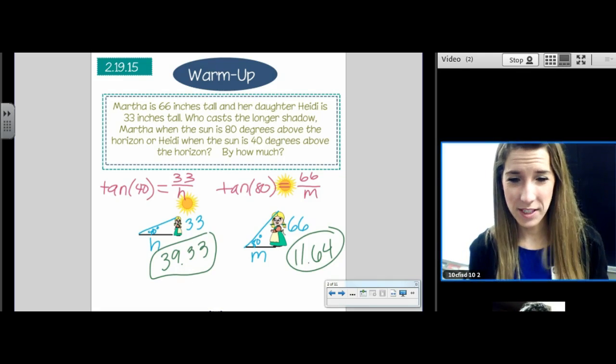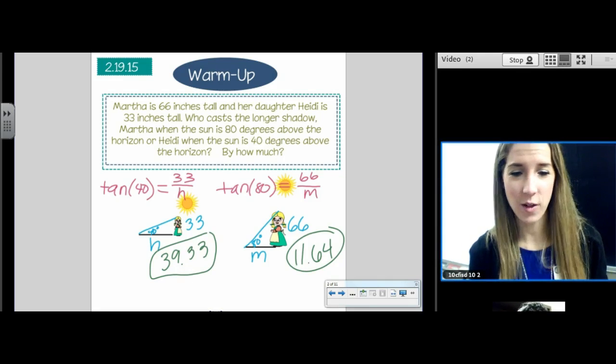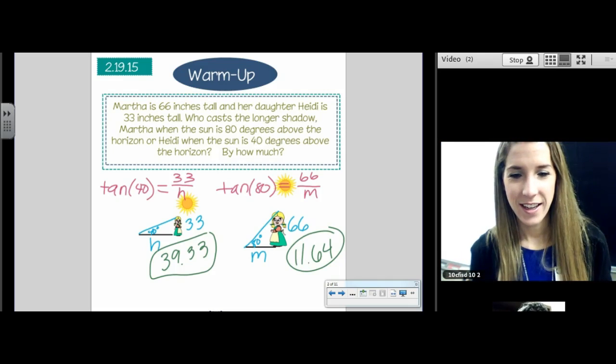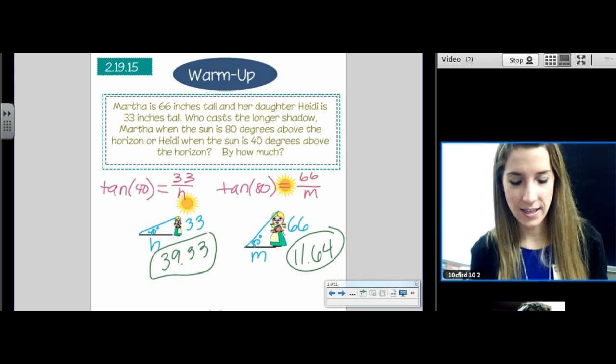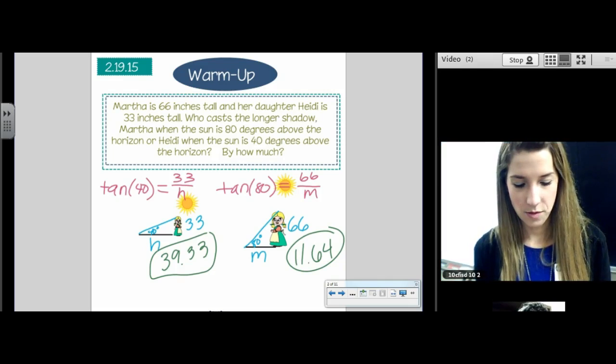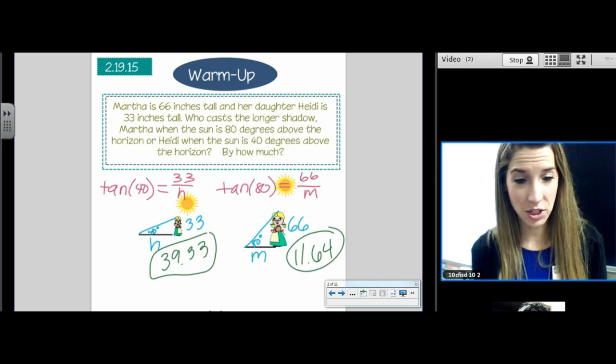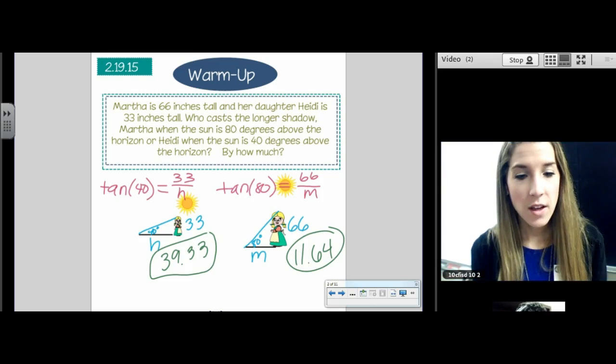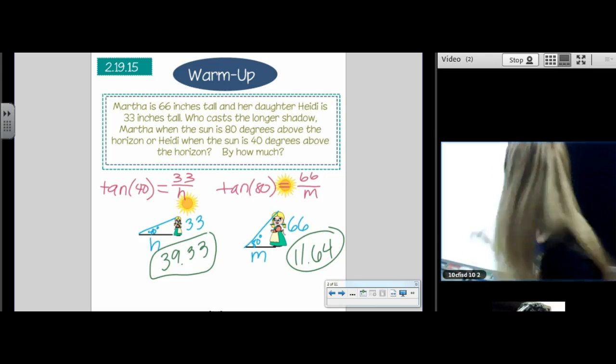The angle of the sun wins. The height does not win. The angle of the sun wins. Heidi is the winner, and Eric is telling us by how much. Eric, how much did she win by? How many inches? 27.69.